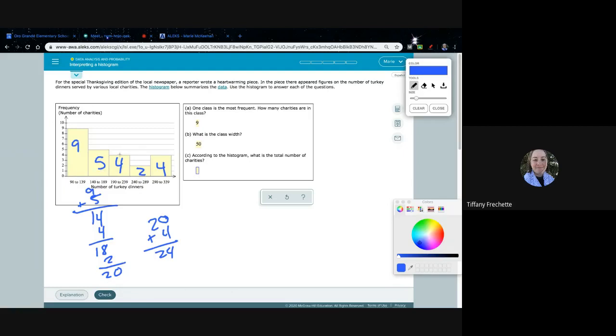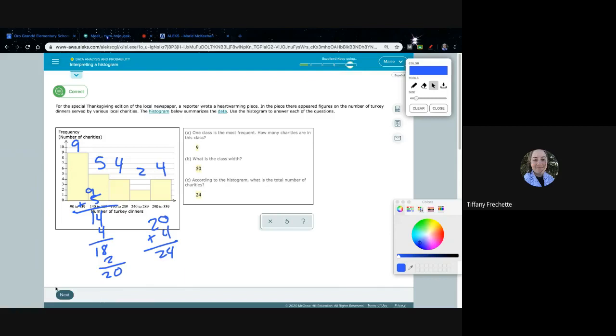Got 18. 4 more is, 14 plus 4 more is 18, plus 2 more is 20, plus 4 more is 24. So you don't necessarily have to add them that way. And they do give you a calculator here, so I could have used a calculator to add them also. Like that. And we're good to go.